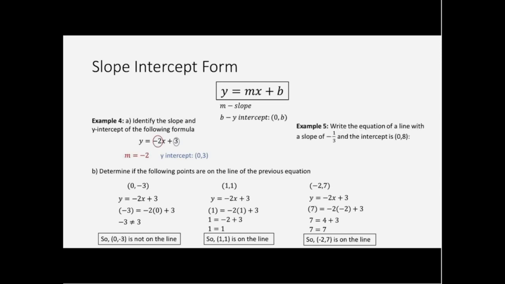Okay, last bit of information. Example 5 says, write the equation of a line with the slope negative 1/3 and the intercept is (0, 8). Well, I know my equation is y is equal to mx plus b. My slope is negative 1/3. My b is 8, so I just plug those into the equation. I'm left with y is equal to negative 1/3 x plus 8. And again, that's what the equation should look like.